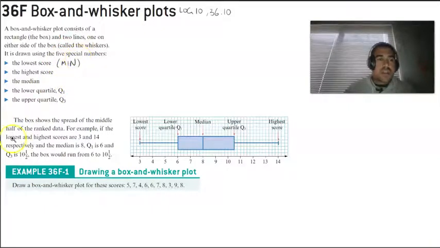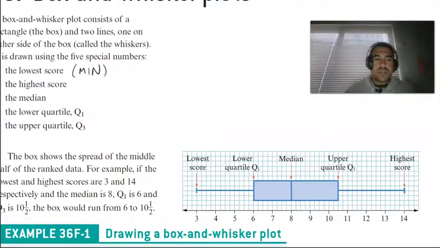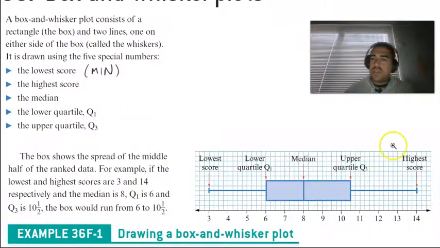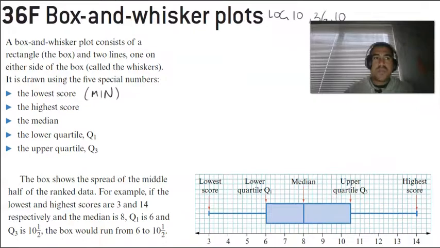I might zoom up on this actually, just make it a little bit easier to read. Here we are. So it has a lower score, which is our minimum, a higher score, which is our maximum, the median, also known as Q2, a lower quartile Q1, and an upper quartile Q3.